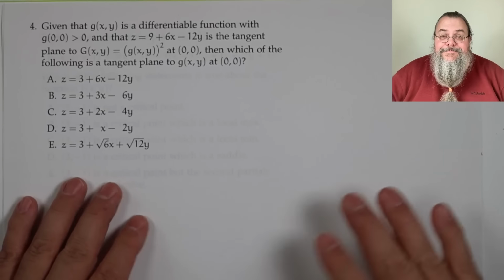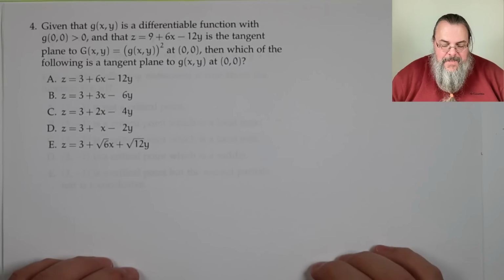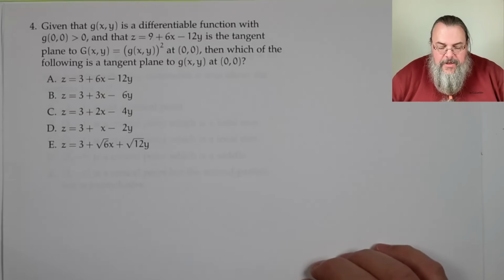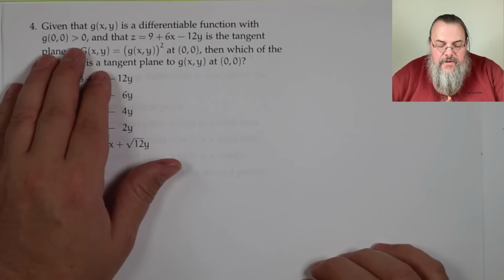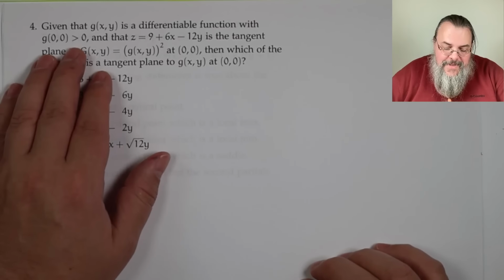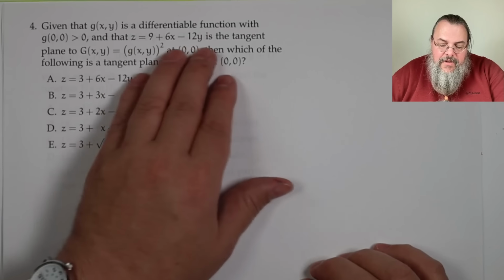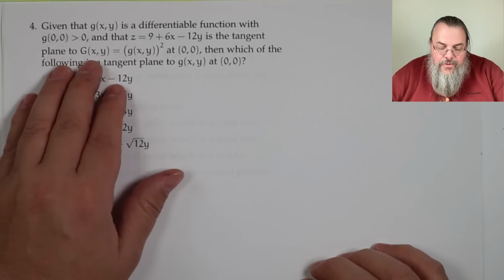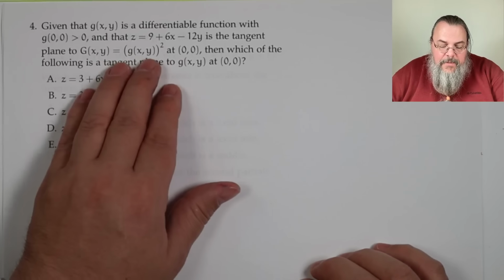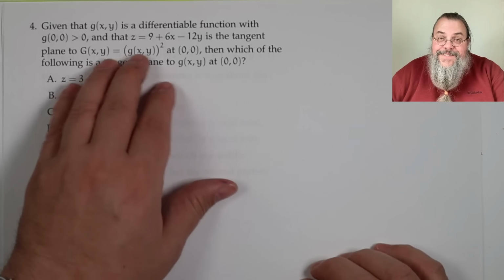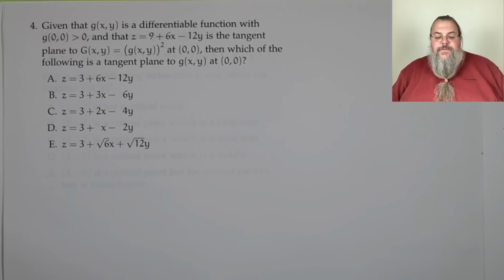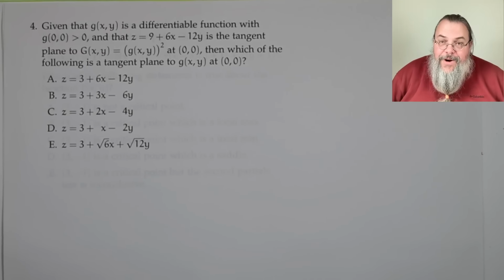All right, number 4. We're given that g of xy is a differentiable function, so okay, we can take derivatives. G of 0, 0 is positive. And z, which is 9 plus 6x minus 12y, is the tangent plane, not to g of xy, but to g of xy quantity squared at 0, 0. Then, which of the following is a tangent plane to g of xy at 0, 0?